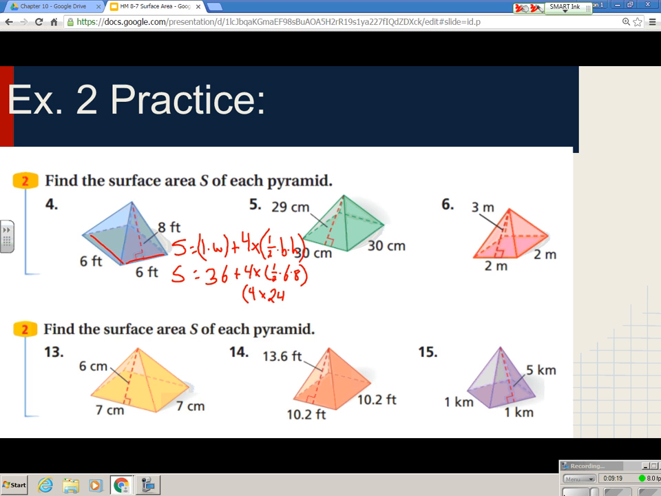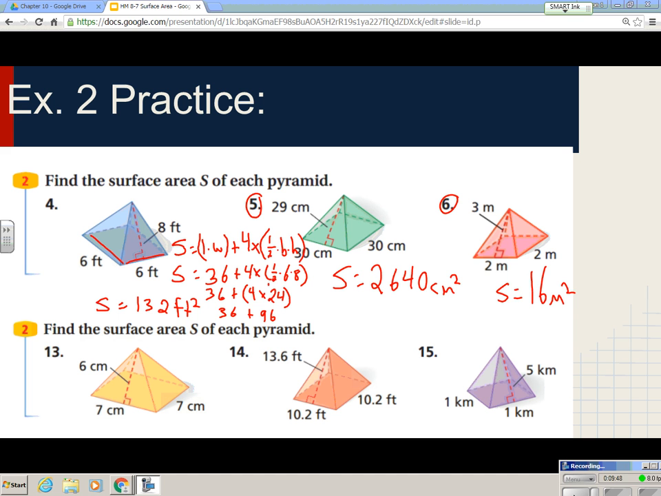You're going to multiply that times 4 and then add it to 36. 24 times 4, well, 4 times 4 is 16. Carry the 1. That's 8 plus 1 is 9. So 96 plus 36 is going to give us our surface area, which is going to be 132 feet squared. Hey, look at that. I did one for you again. You just have to go complete 5 and 6. Come back when you're done.